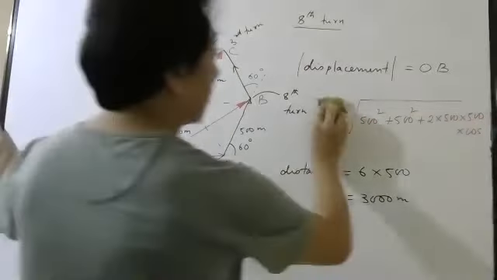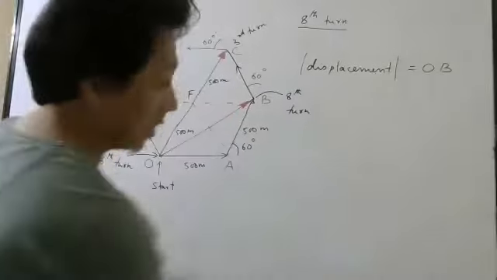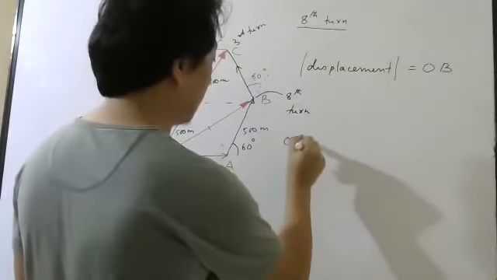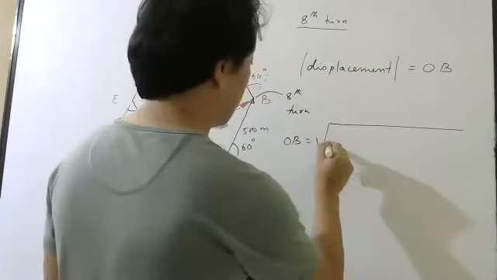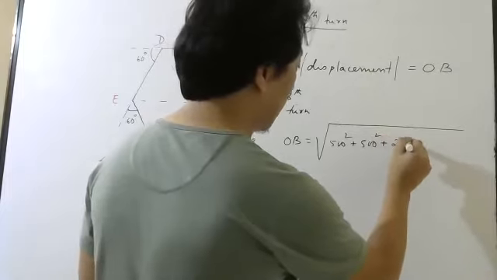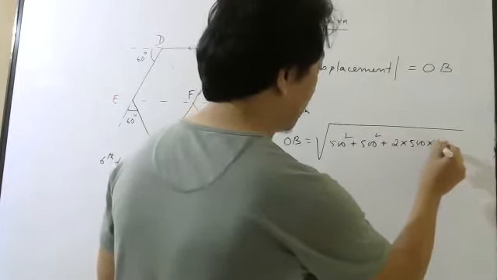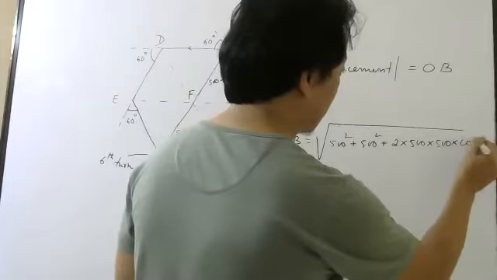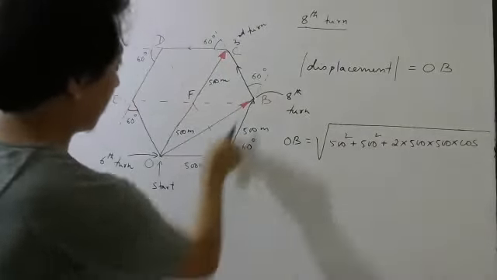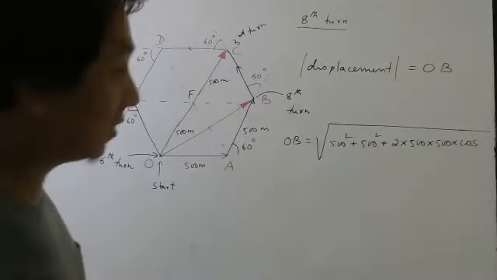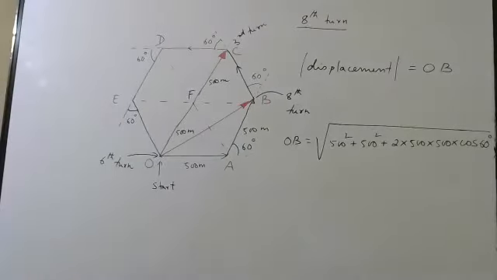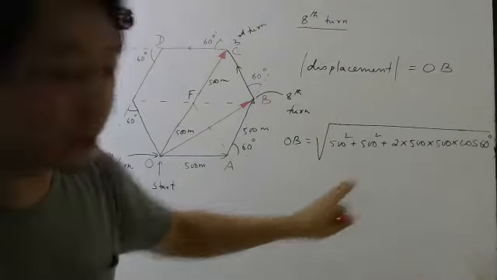Okay, space is not there, so let me write quickly this side. So displacement OB will be root of 500 square plus 500 square plus 2 times 500 into 500 into cos of, what is the angle between this vector and this vector? 60 degree. Cos of 60 degree, right, students? So this formula we have to use.